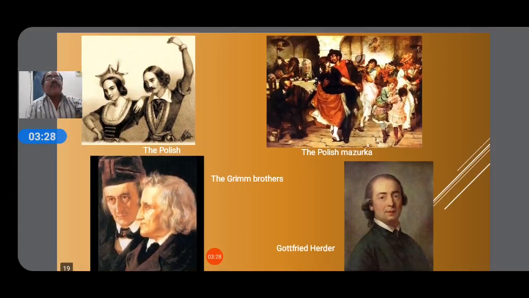Here you can identify a few pictures which symbolize romantic nationalism. In Poland, culture, mainly dramas, plays, and dances, were all popularized. Here you can identify the Grimm brothers and Gottfried Herder, these two are the popular writers.